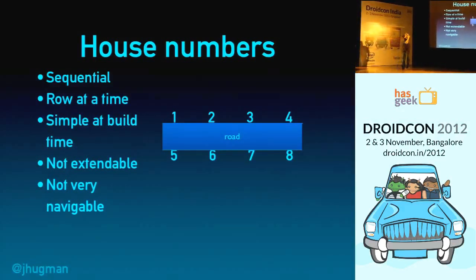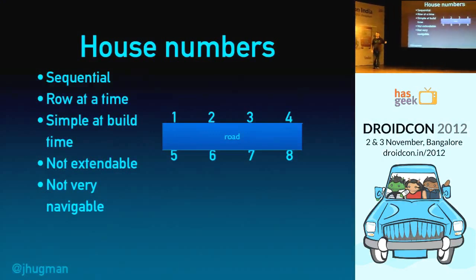But it's not very extendable, because where do I put house number 9? I can't see where to put house number 9 either. Maybe after house number 8, but then you break that symmetry and you get long rows and short rows, and it just feels weird.